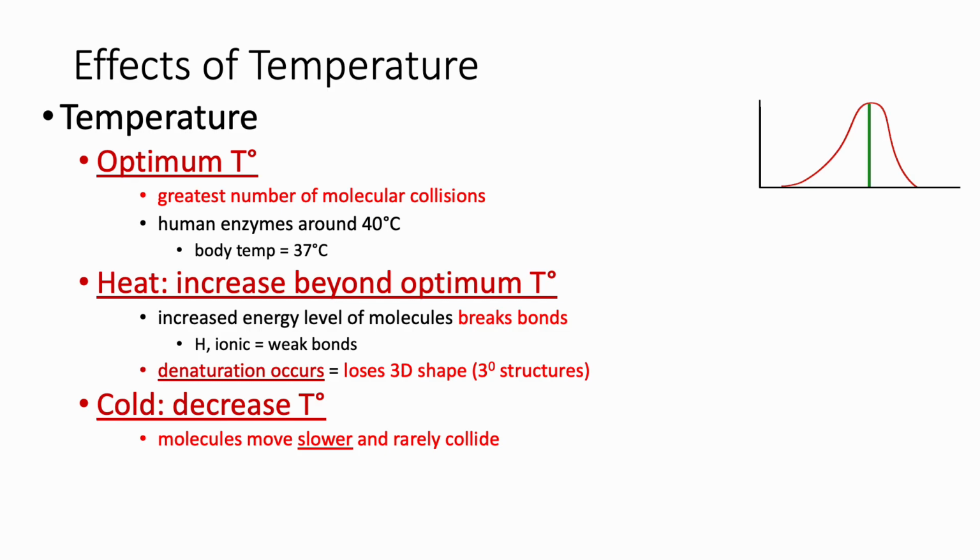They're going to lose that 3D shape, which is something you find in the tertiary structures. You're going to alter this tertiary structure. If temperatures are colder, the molecules are going to move at a slower rate. There's not as many collisions occurring between the enzyme and the substrate.